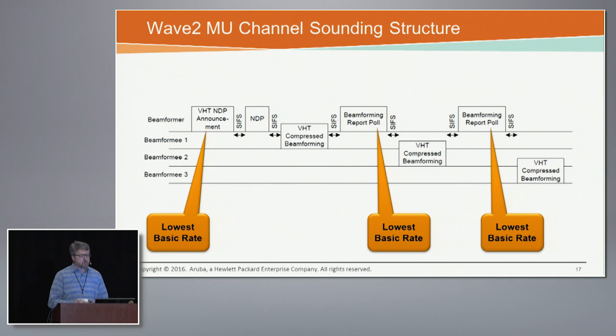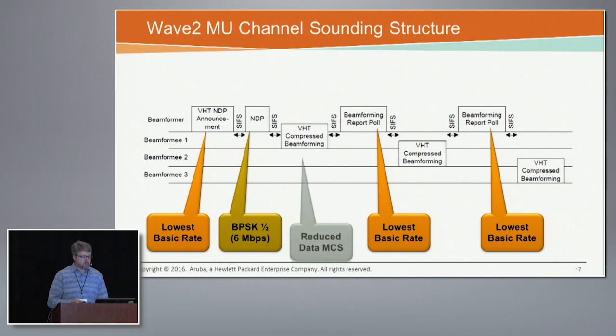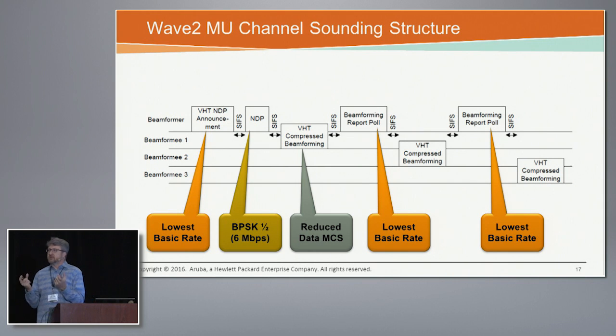So again, there's no MU in this exchange at all. It's 100% SU. And most of this is going to go at the lowest basic rate. Again, the NDPA, the beamforming polls, these are control frames. The NDP itself, because it's preambles and training fields, is sent at BPSK. And then the beamforming matrix itself, called a compressed beamforming action frame, is data, a payload, it's information. So it's going to go at an MCS rate.